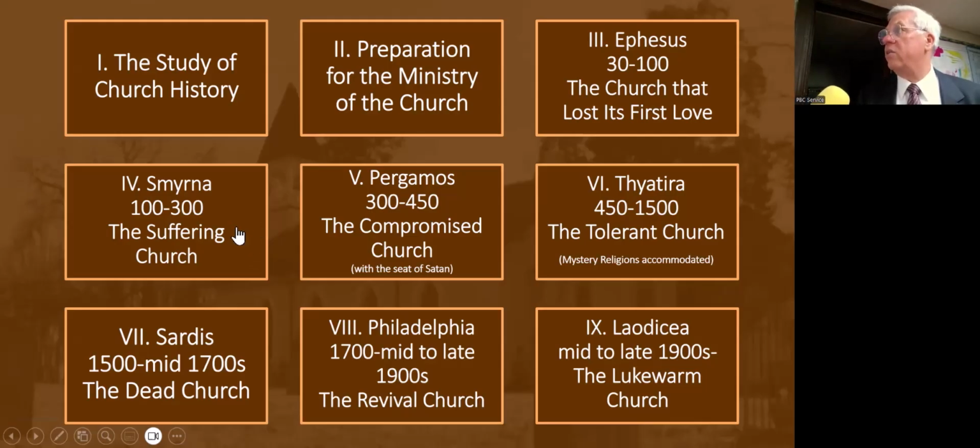Then you had the next 200 years, from 100 to 300, with Smyrna, which is characterized as the suffering church. And as the suffering church, they had a lot of persecutions. There were 10 persecutions that they had to deal with, just like it describes for the Smyrna church. And out of that time came what is especially important to us for today's lesson, the establishment of the state church, how the church became united with the state.